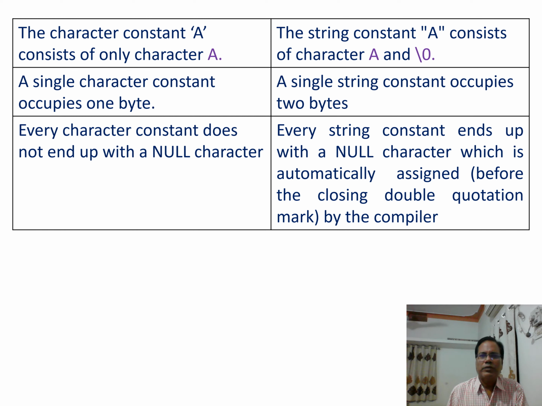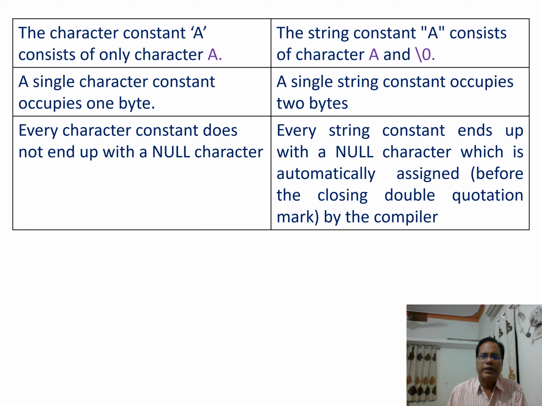The character constant 'A' consists of only 1 character, A. The string constant "A" consists of character A and the null character. A single character constant occupies 1 byte. A single character string constant occupies 2 bytes.